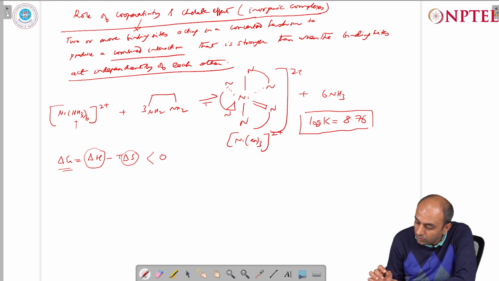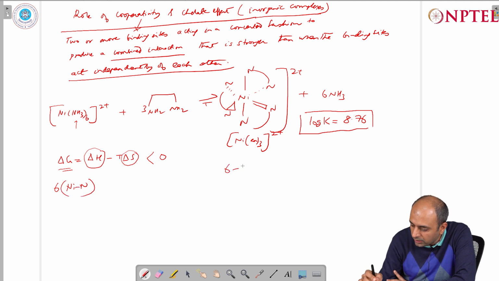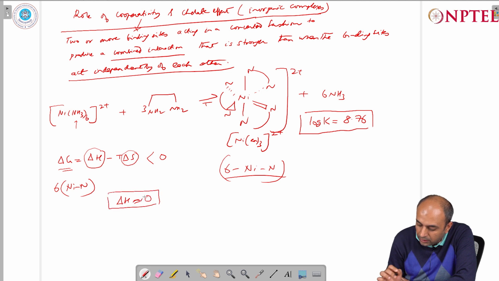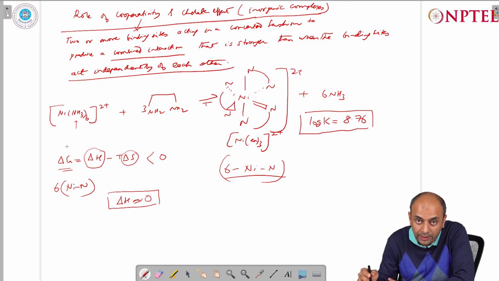And in this case, we see that on the left hand side there are 6 nickel nitrogen bonds. On the right hand side also there are 6 nickel nitrogen bonds. So, then what is the reason for the exceptional stability of this complex? Because in terms of delta H, there is not much significant change. Enthalpy changes are practically equal to 0, because we have the same set of bonds on the left hand side as well as the right hand side.